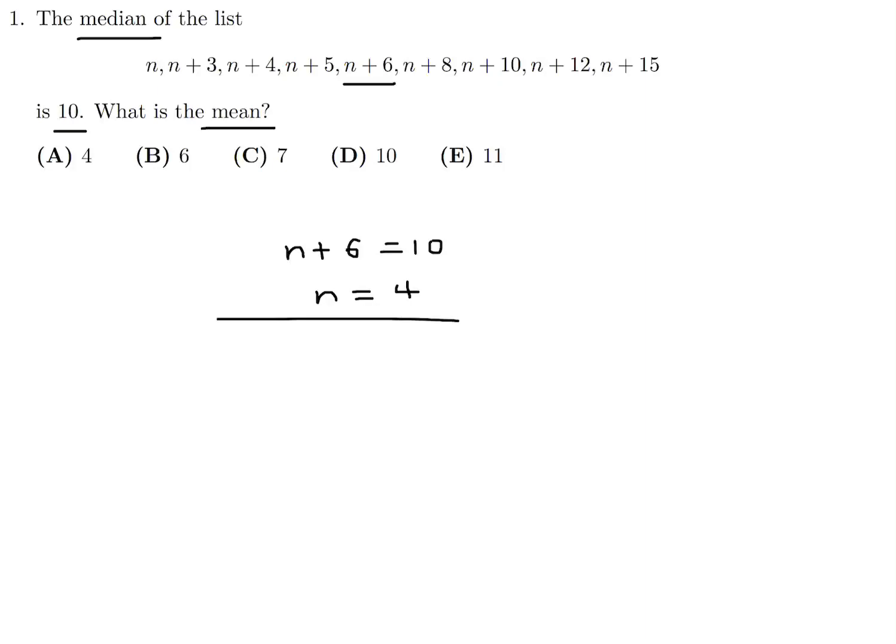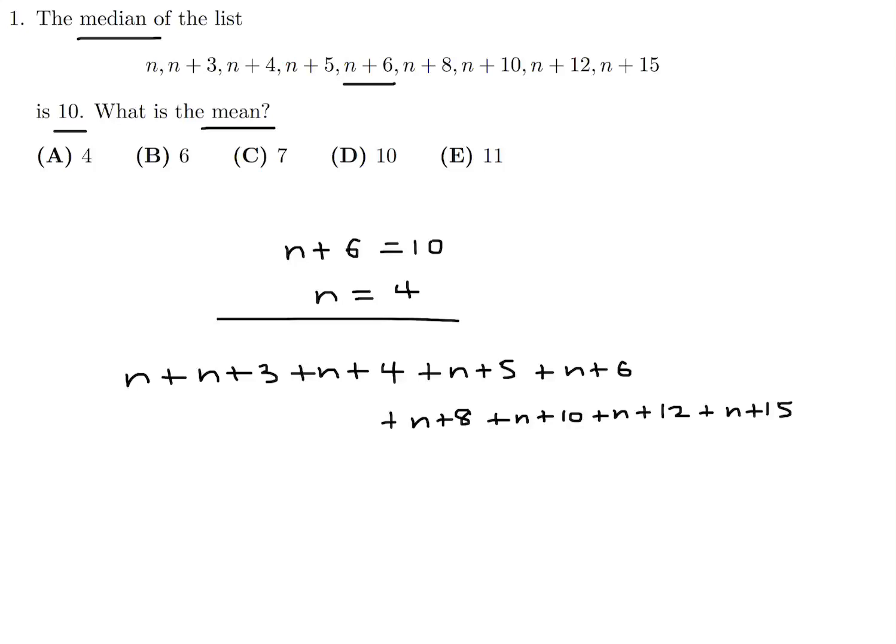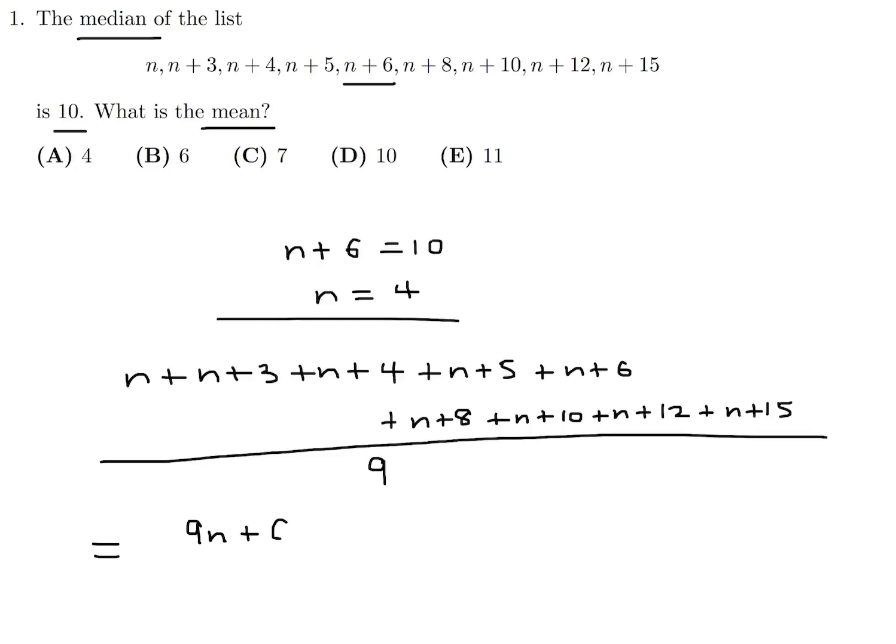Now they want you to figure out the mean, which is also the average. And you do that by adding up all the numbers and dividing by how many numbers you have. And in this case, we have 9 numbers. So the top looks like 9n plus 63 all over 9.